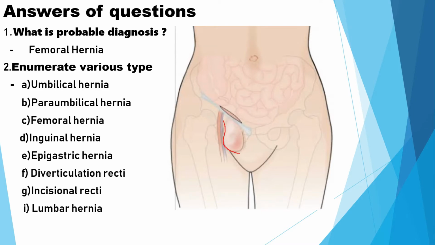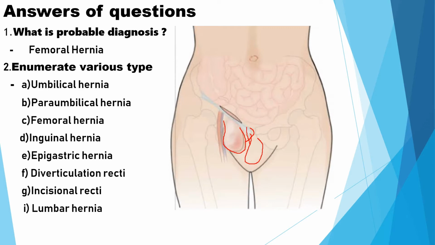This is the herniation and this is the pubic tubercle. This herniation is present lateral to this pubic tubercle, and in case of inguinal hernia, herniation is like this. That means herniation is present medial to the pubic tubercle.